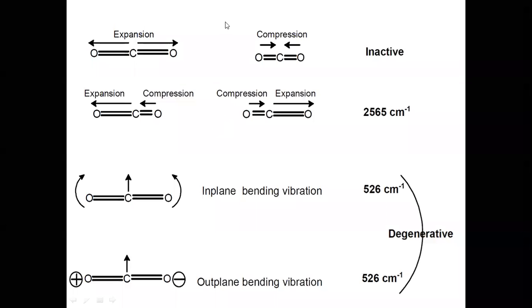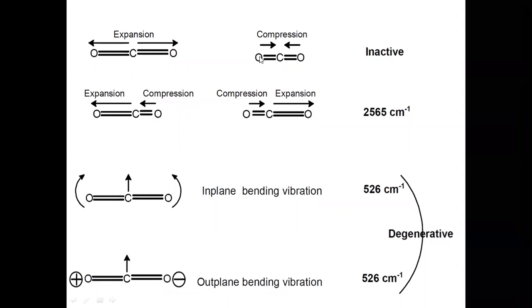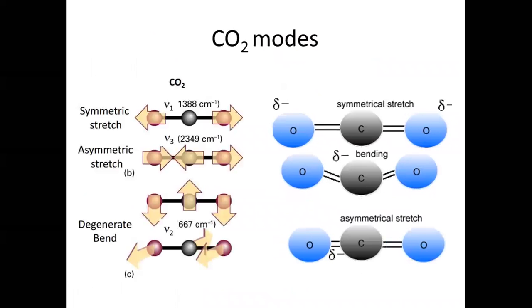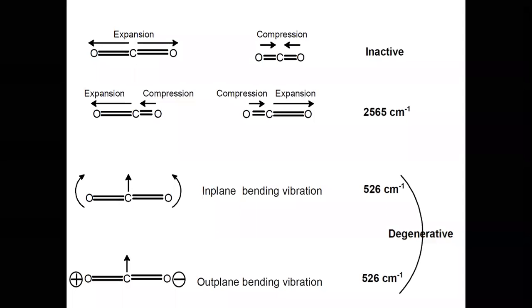See here, for carbon dioxide, expansion on both sides, compression, both are equal. That is inactive. So now, there is an expansion and compression. It is giving a peak at 2565 centimeter inverse, and in-plane bending vibration, out-of-plane bending vibration. That means the oxygens will be going both outside, or upside or downside. So in the last case, one will be up, one will be down. The same things are written in 2-dimensional here.